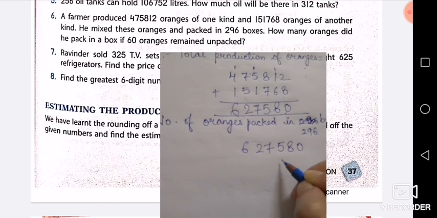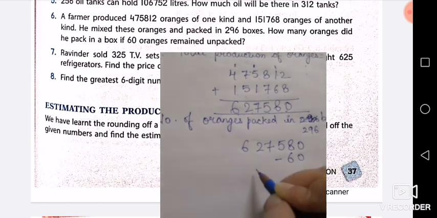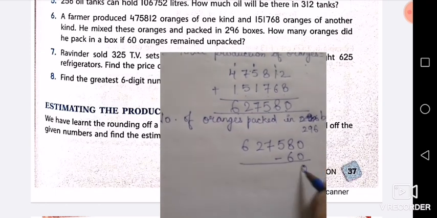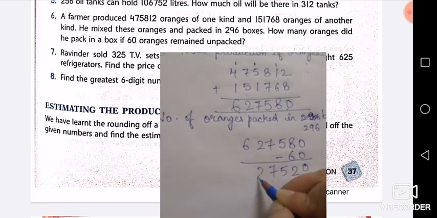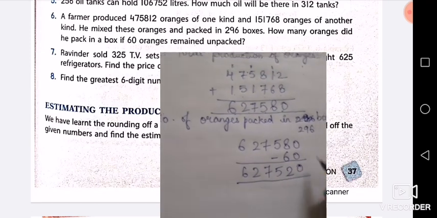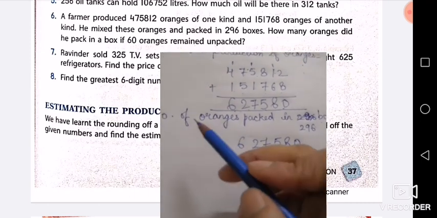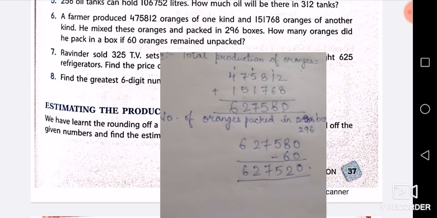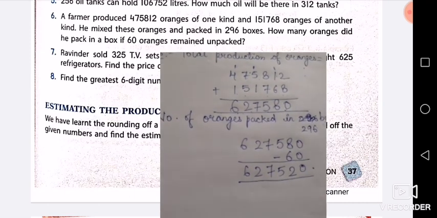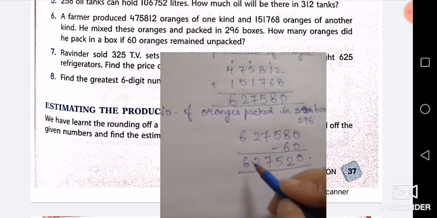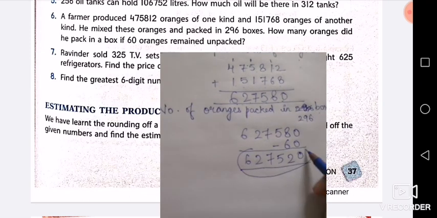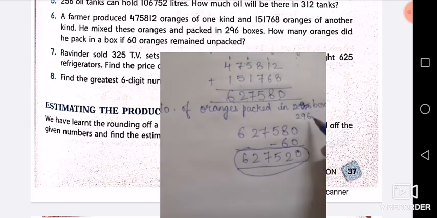6,27,580, 60 will be subtracted from this. So this will become 6,27,520. Why have we done this? Because it is given in the question that 60 oranges remain unpacked. So it means these many oranges were packed in how many boxes?